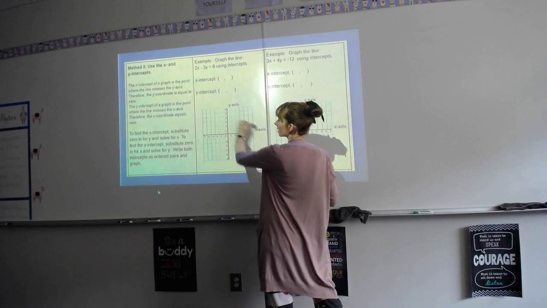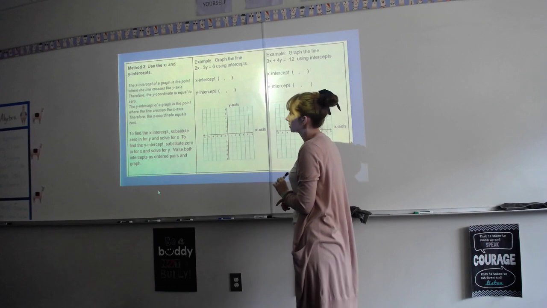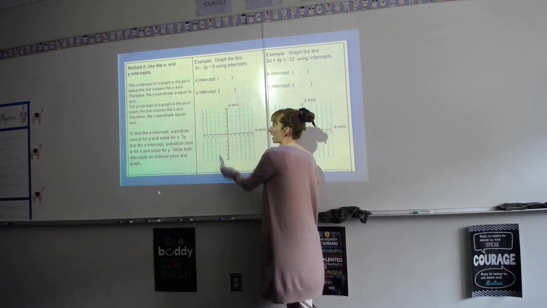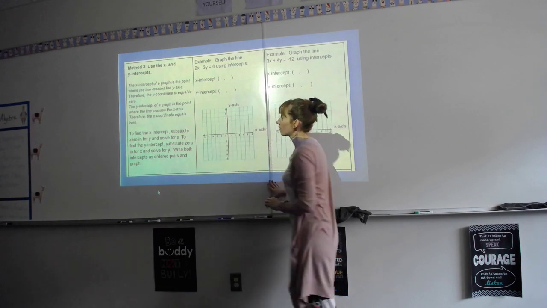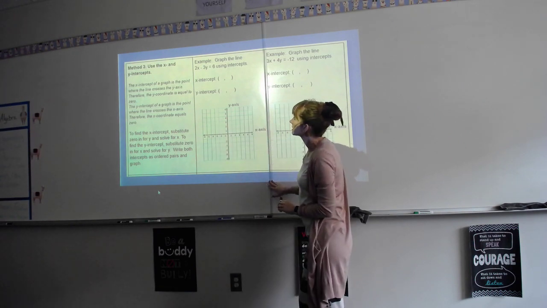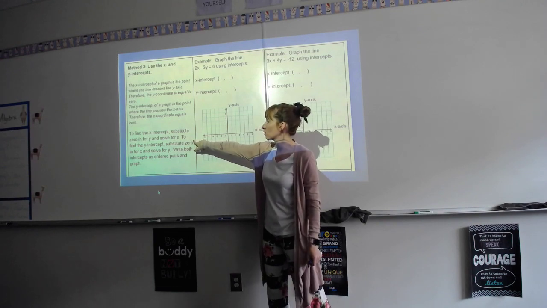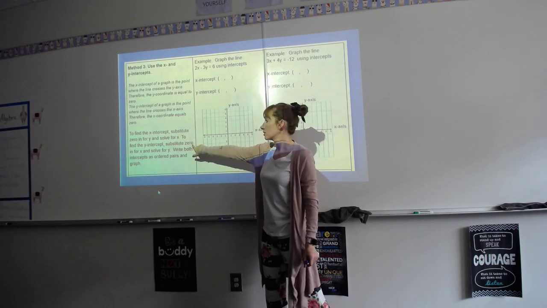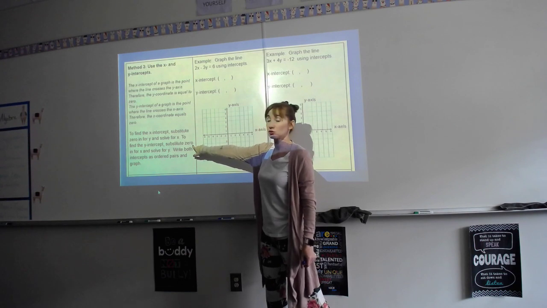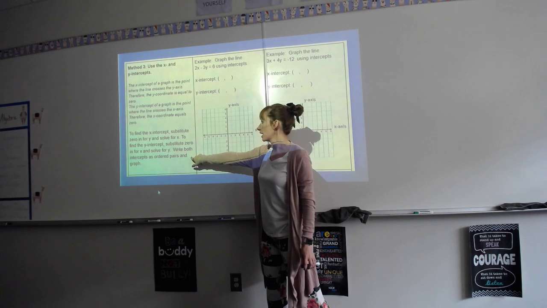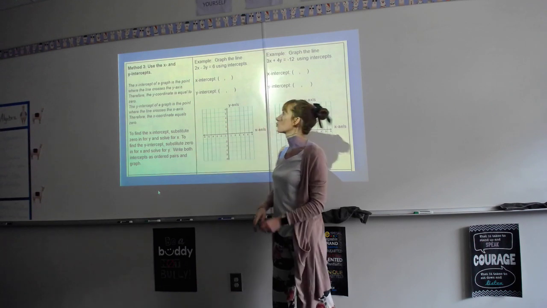Therefore, the y-coordinate is equal to 0. The x-intercept of a graph is the point where the line crosses the x-axis. Therefore, the x-coordinate equals 0. So to find the x-intercept, we're going to substitute 0 in for y and solve for x. To find the y-intercept, we're going to substitute 0 in for x and solve for y. We're going to write both intercepts as ordered pairs, and then we're going to graph.